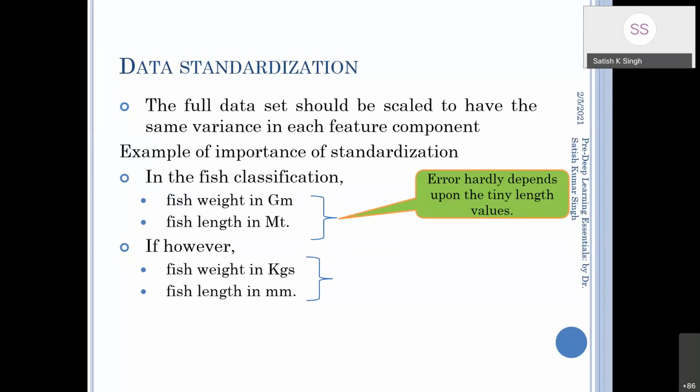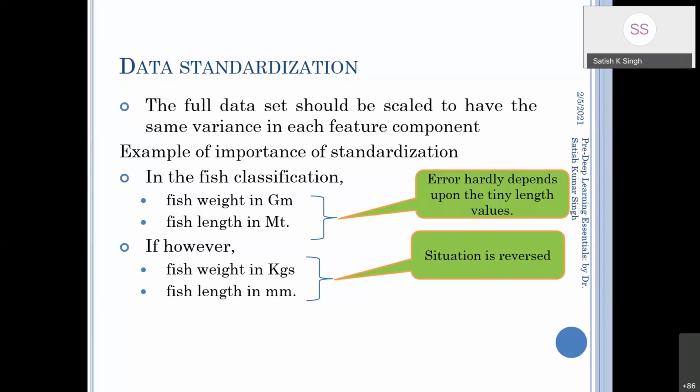Similarly, if fish weight is in kilograms and fish length in millimeters, then again, kilograms may be 0.1, 0.25, 0.01 kind of thing. And millimeters, maybe 100 millimeters, maybe 200 millimeters, etc. So here, length will dominate. What is suggested by intuition? Both the things may be between 0 and 1. If we do this kind of standardization, it is possible.